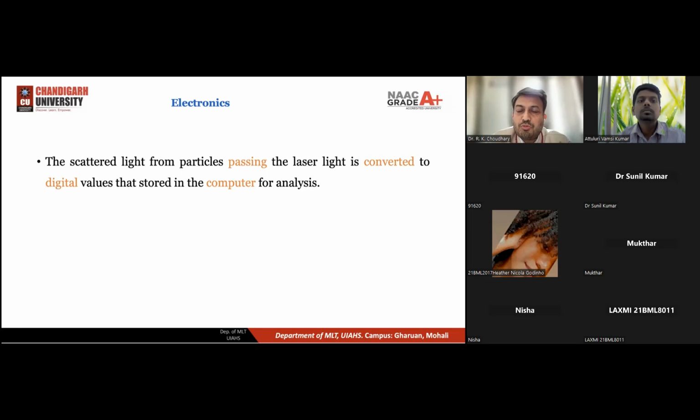So how much light passes, because the light passes through the filter. Based on that, they convert the value into digital, and this is stored through the software. So the laser light is converted to a digital value. How much? Quantitative. And then it is stored in the computer for analysis. So it is stored, and you can do the analysis later. Once it is stored, you can do it.